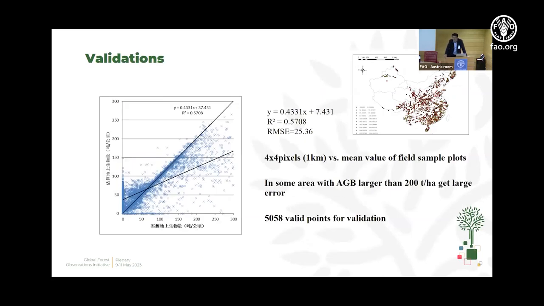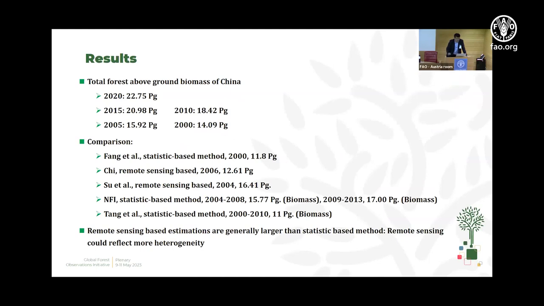Until now, we just have the validation in 2015 with more than 5,000 validation points. And the R square between the estimate data and the observation data is close to 0.6. The result shows that the total forest above ground biomass of China in 2020 is about 22.75 petagram, and after comparing it with the result from other researchers, we found that the remote sensing based estimations are generally larger than statistic based method, because I think remote sensing could reflect more heterogeneity.